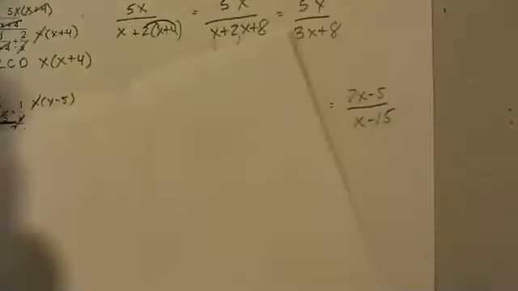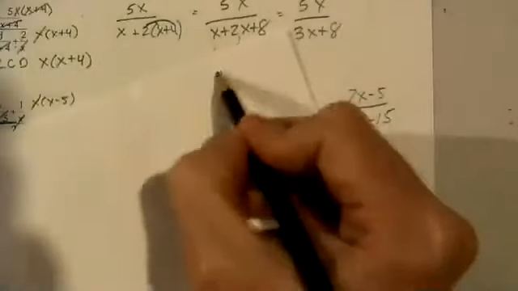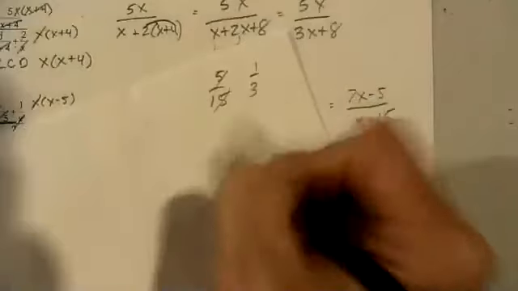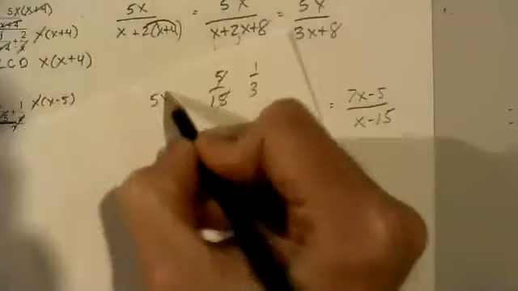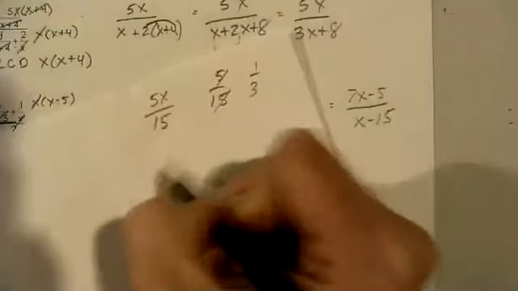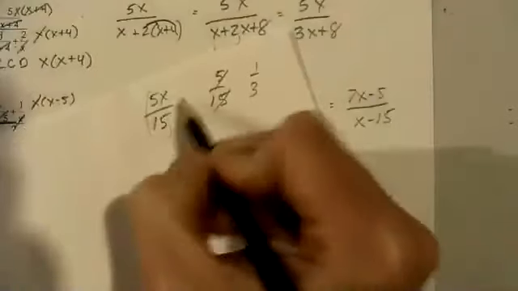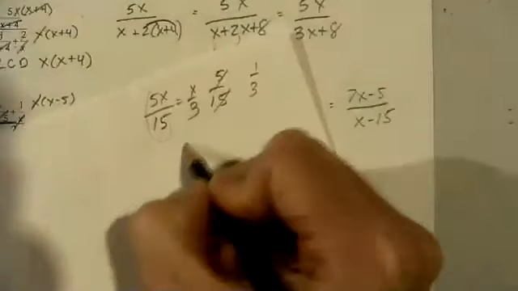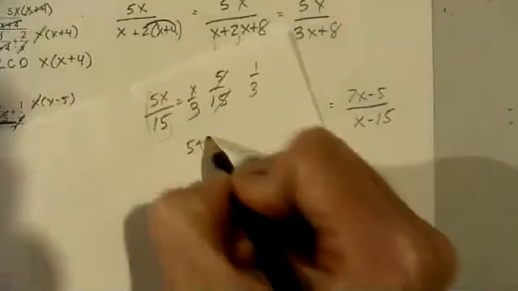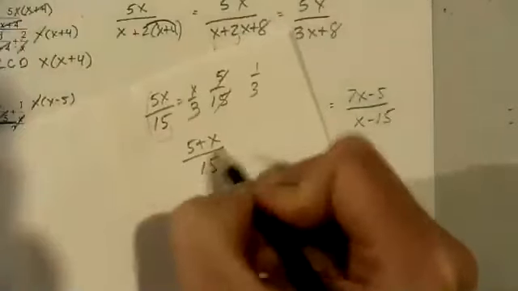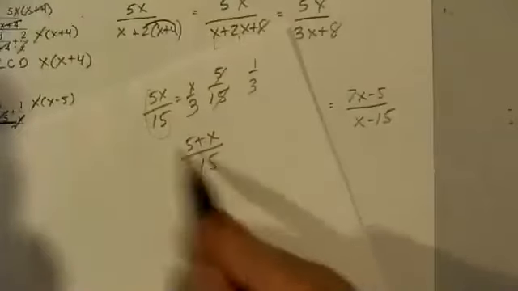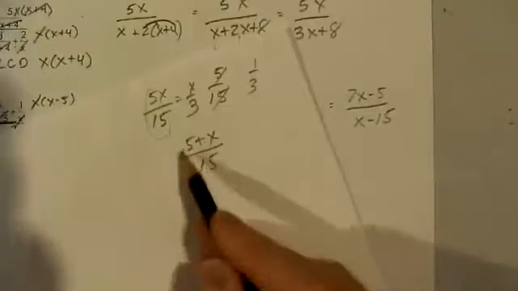If it was just 5 and 15, that we could reduce. If it was 5x over 15, that we could do. But if it is 5 plus x over 15, you cannot reduce that. Because of the plus, you cannot reduce. You can't get to just those terms.